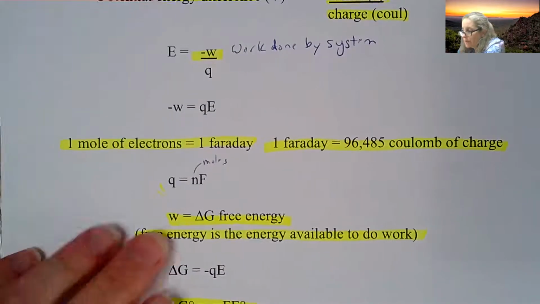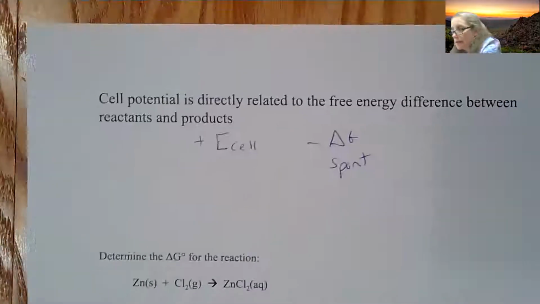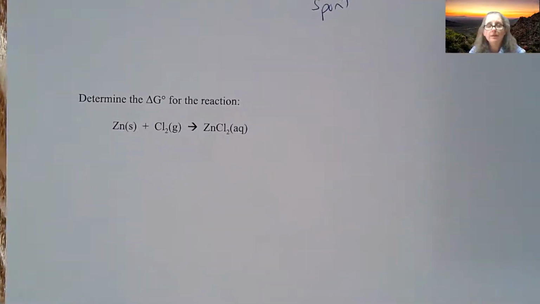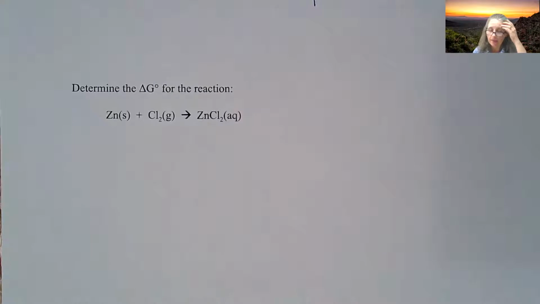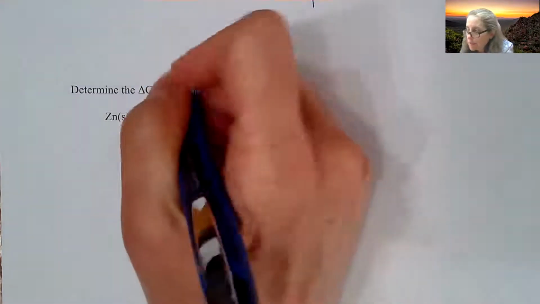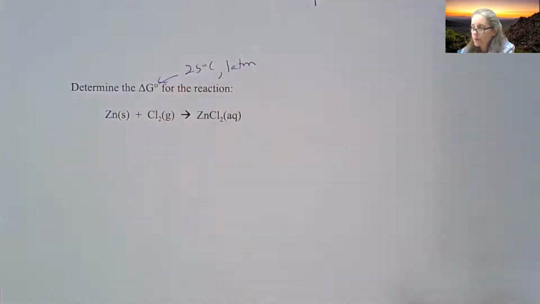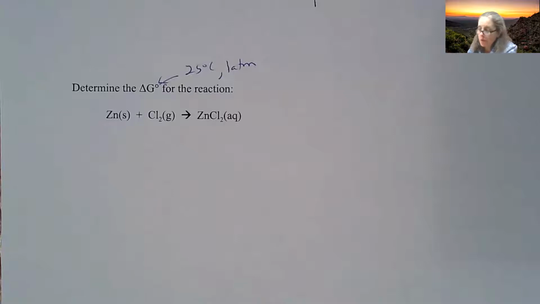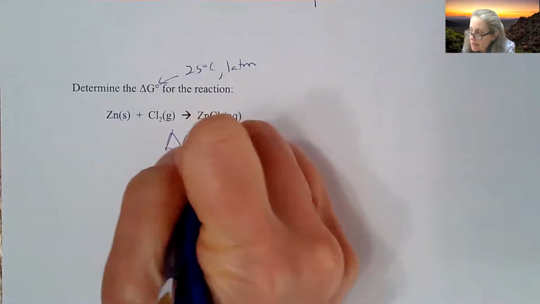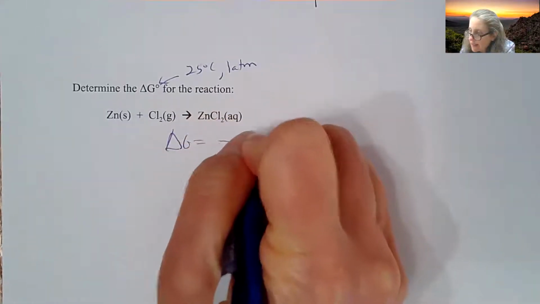So how do we use this? Well, it's a pretty easy formula to use. The only tricky part is understanding how many electrons you are really transferring. So find the delta G, and again, please understand that this is at 25 degrees Celsius, 1 atmosphere pressure for this to work. So my delta G is going to be equal to negative nFE.